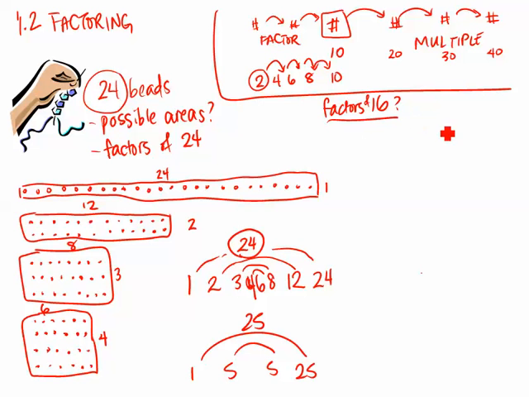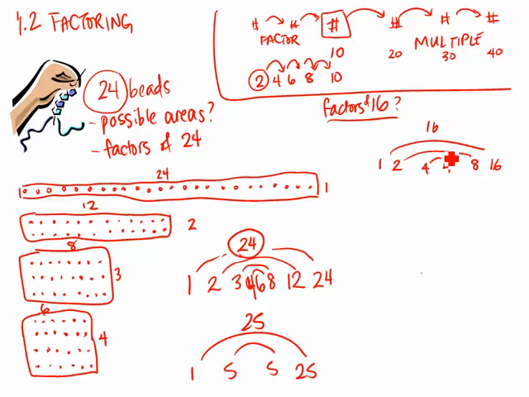Factors of 16, I always start with 1 and the number itself. And then I try other numbers. So greater than 1 is 2, and 2 goes with 8. I can try 3, and if I try to rearrange it, unfortunately I can't make a rectangle with dimensions 3 and something else to get 16. So I try 4, and I see that 4 partners with itself. So the factors of 16 are 1, 2, 4, 8, and 16.